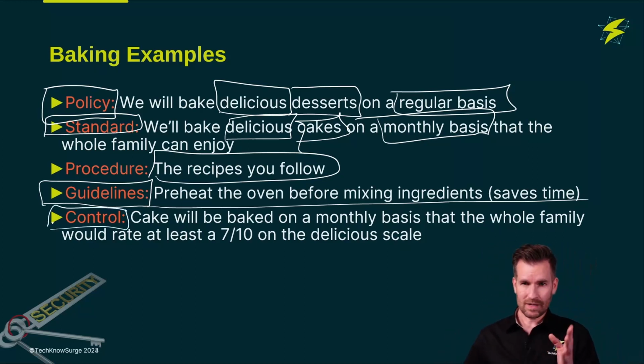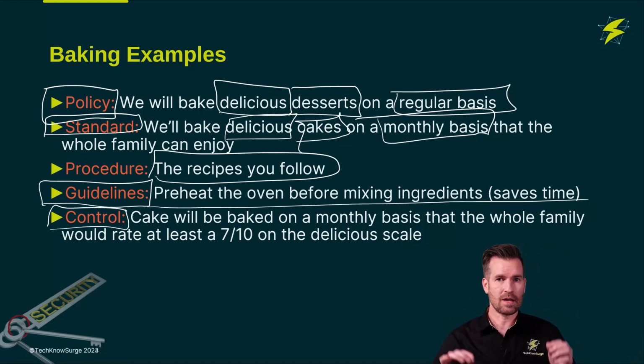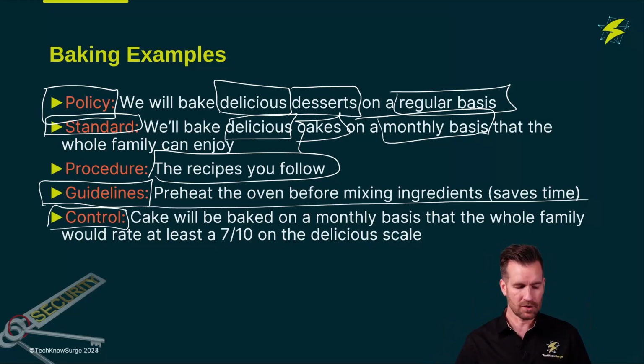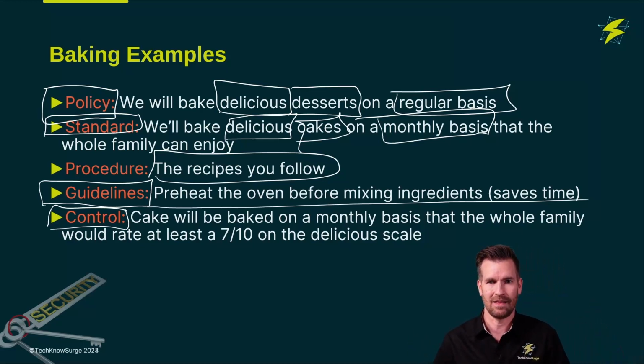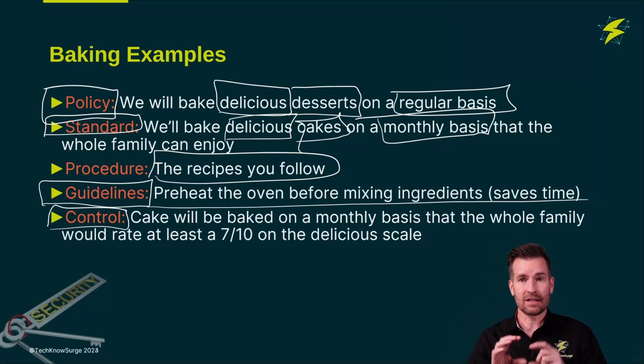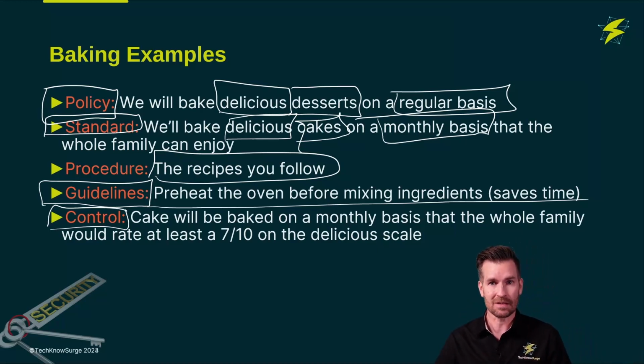So the control, once again, is the little bit trickier one here, but think about measurable outcomes in the end. How am I going to actually know that I've accomplished the goal? So I'm going to write out the control saying cakes will be baked on a monthly basis that the whole family would rate at least a 7 out of 10 on a deliciousness scale. So now I have something specific around that deliciousness, how delicious it's going to be.